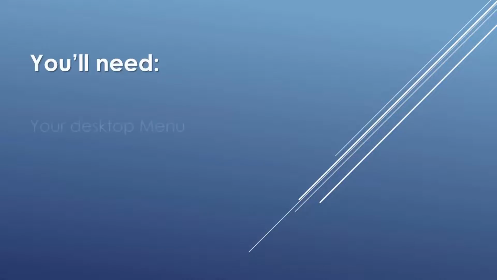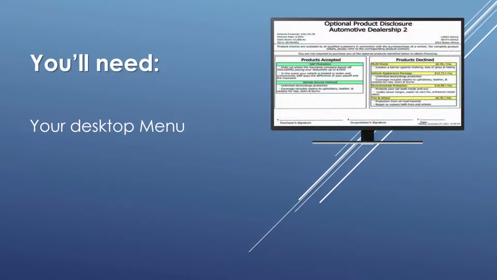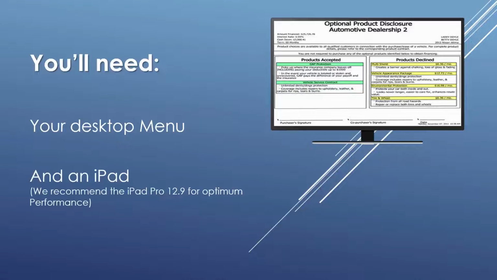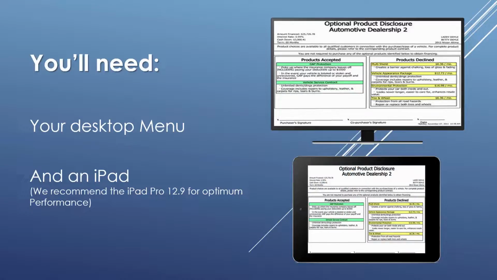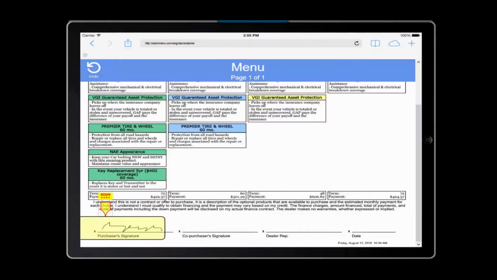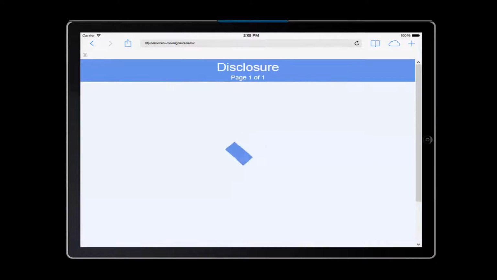All you need is your desktop menu to control the process and an iPad to display and sign the forms. We recommend the iPad Pro 12.9 due to its size format that duplicates most forms. This allows you to clearly display the document on the iPad for the customer to view and then sign when both parties are ready to do so. This is all done with complete control of the finance manager.